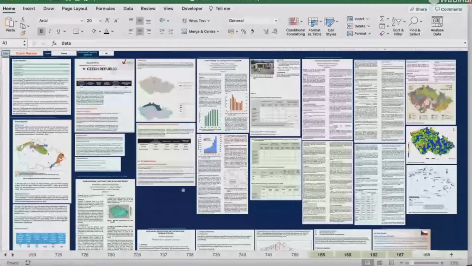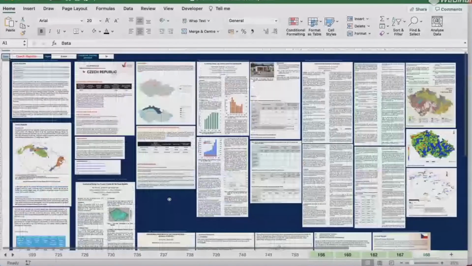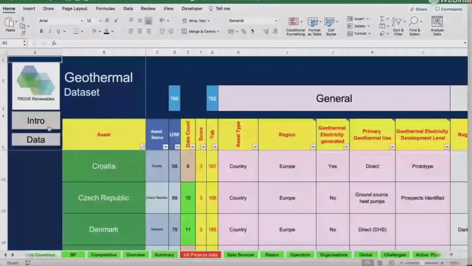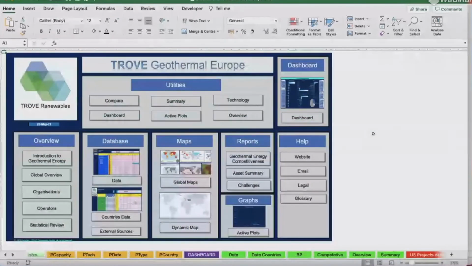And I'll just click on another for an example. So it's Czech Republic, again, seeing heat maps and reports and write-ups. And so basically TROVE is a huge time-saving and cost-saving device. It's an excellent screening tool, and it's more than just a database. There is nothing quite like TROVE.